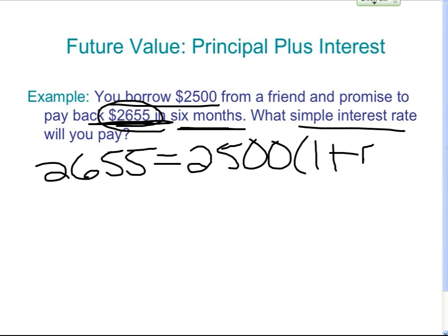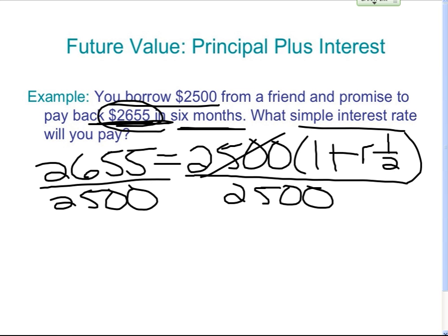Okay. So now we have to solve for R. I don't know how good you are at algebra, but there's a couple different ways you can do this. Probably the easiest way would be to divide both sides by 2,500, so you don't have to worry about that. Divide both sides by 2,500. By dividing both sides by 2,500, you're able to cancel the 2,500 on the right-hand side.